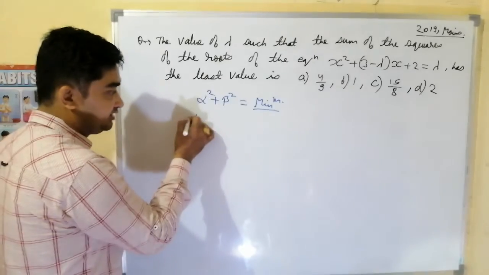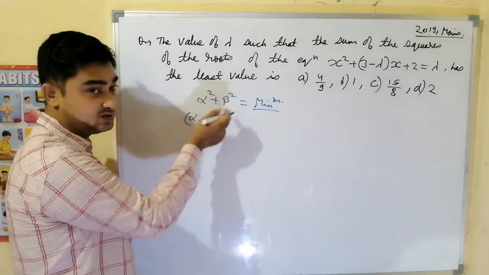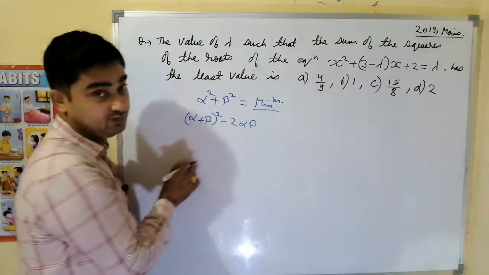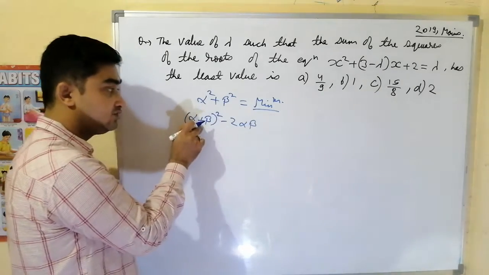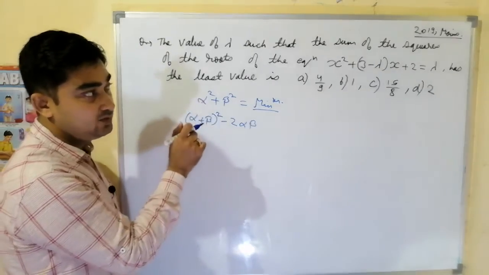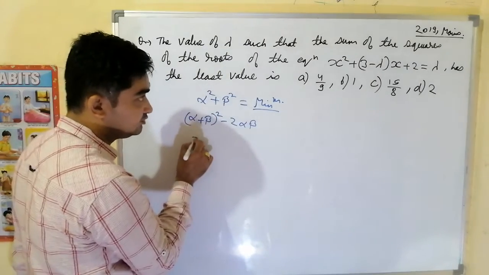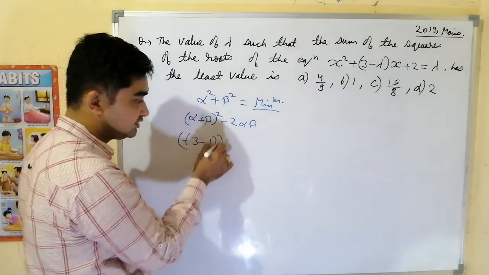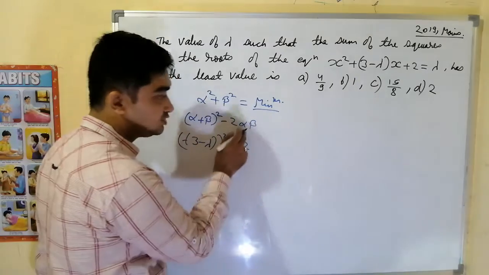So again we can apply the same concept. Alpha square plus beta square is alpha plus beta whole square minus 2 alpha beta. So this should become minimum. But what is alpha plus beta? Alpha plus beta is minus b by a. In this case that will become 3 minus lambda with a negative sign. And we have to take the square of this, the square of the sum of the roots, minus twice the product of the roots.